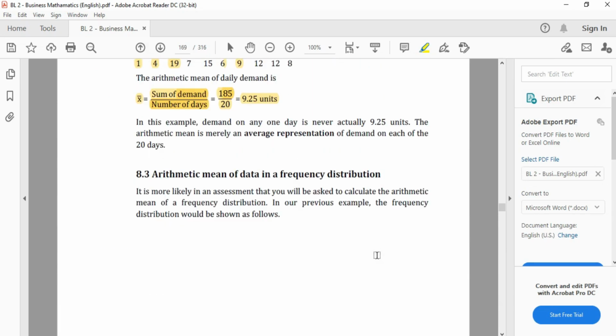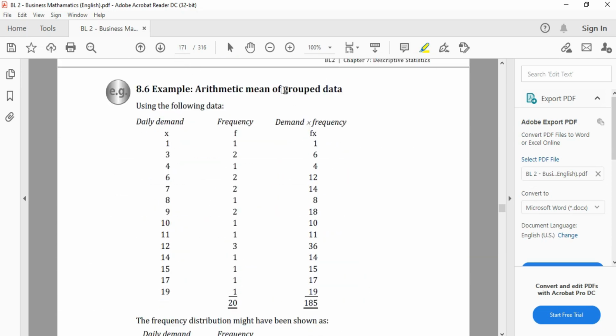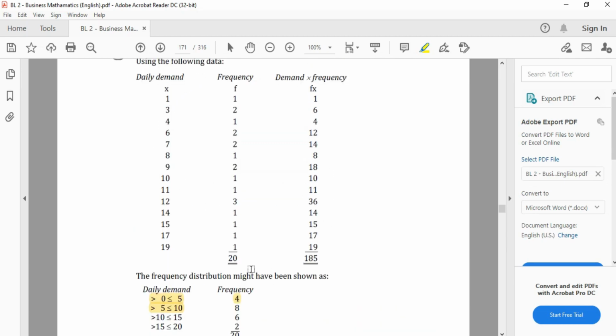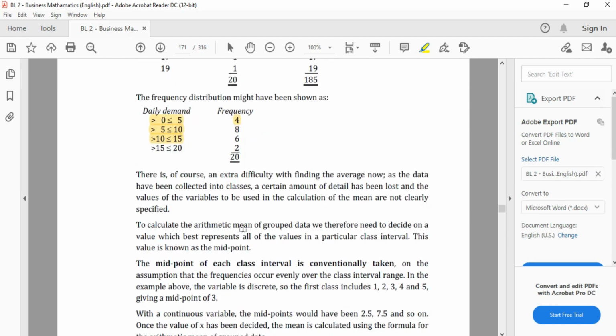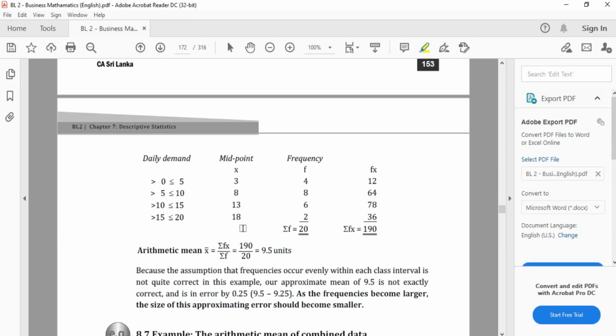So we've learned arithmetic mean in a frequency distribution. Now let's see how to calculate arithmetic mean in a grouped data. That means you have grouped into categories like this, groupings. Now the same table they have made it like this below as groups. Right. So now what you are supposed to do is, first of all, you should identify the midpoint of each of these groups.